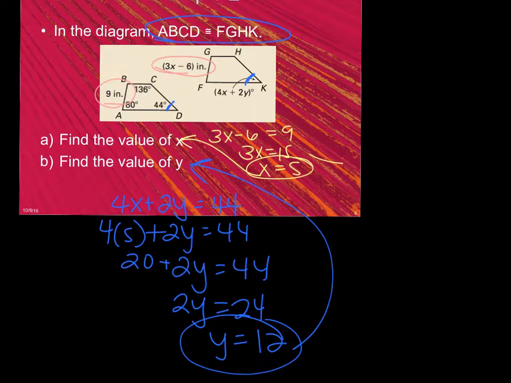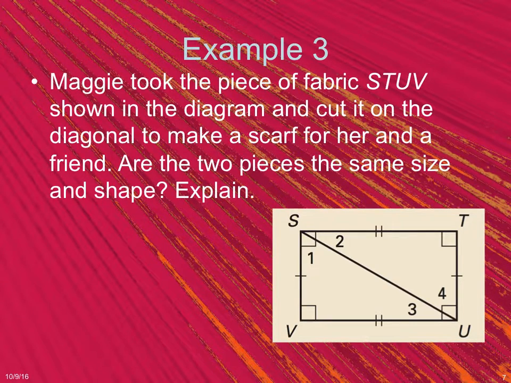Good. Maggie took the piece of fabric STUV shown in the diagram and cut it on the diagonal to make a scarf for her and a friend. Are the two pieces the same size and shape? And explain.